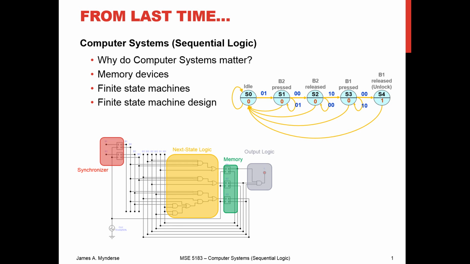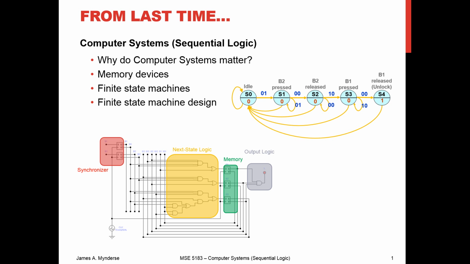So we're going to pick up again with computer systems, sequential logic. We talked last time about why computer systems matter. We talked about memory devices. We used memory devices to build finite state machines. And then we talked about state machine design. We did an example with the 2-button door lock. Remember, we were pressing and releasing a button, and that would unlock the door.